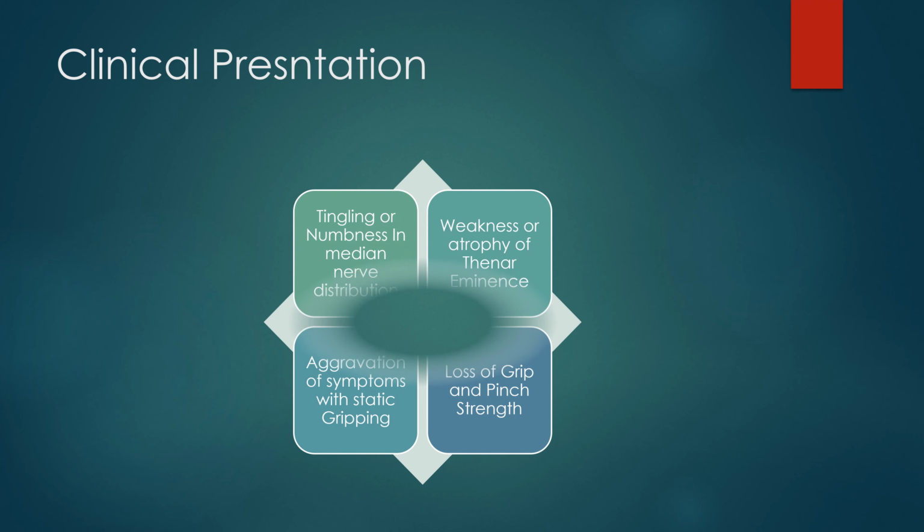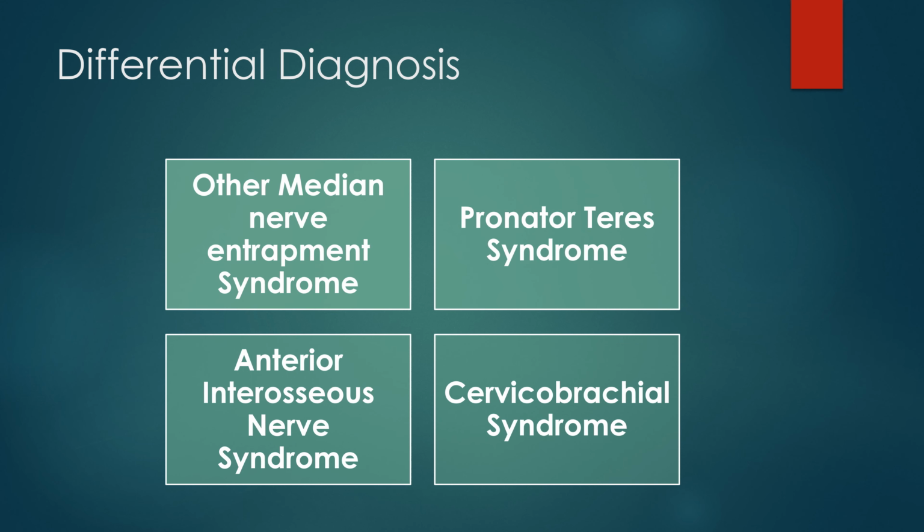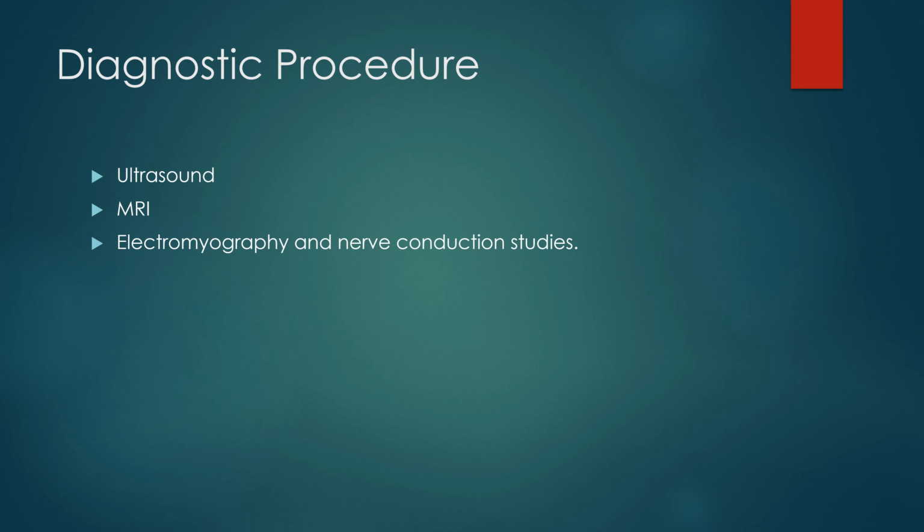Clinical presentation. The patient presents with tingling or numbness in the median nerve distribution, weakness or atrophy of the thenar eminence, aggravation of the symptoms with static gripping, and loss of grip and pinch strength. Differential diagnosis includes other median nerve entrapment syndromes, pronator teres syndrome, anterior interosseous nerve syndrome, and cervicobrachial syndrome. Diagnostic procedures include ultrasound, MRI, and electromyography and nerve conduction studies.